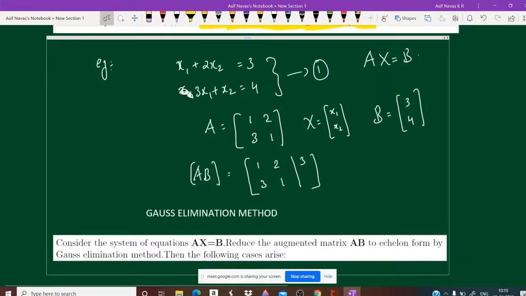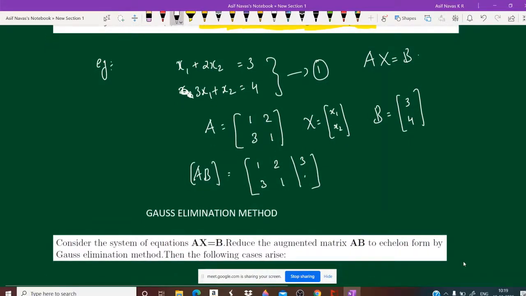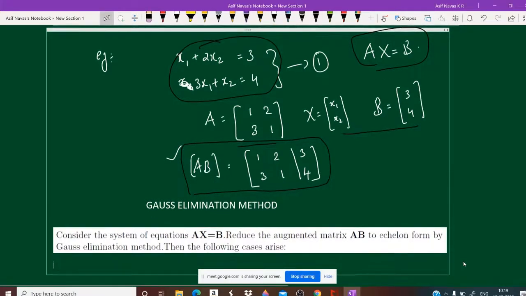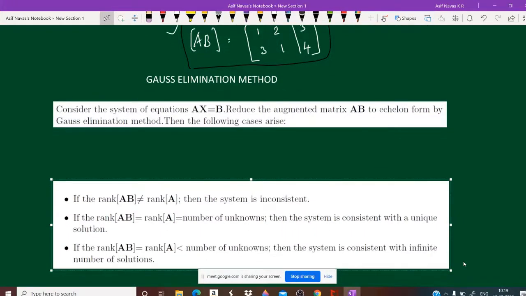So this is 4, right? This matrix is called the augmented matrix. From this linear system we converted it into matrix form, Ax equal to b, and this is the augmented matrix. Now we want to solve the system of linear equations. That method is called the Gauss elimination method.